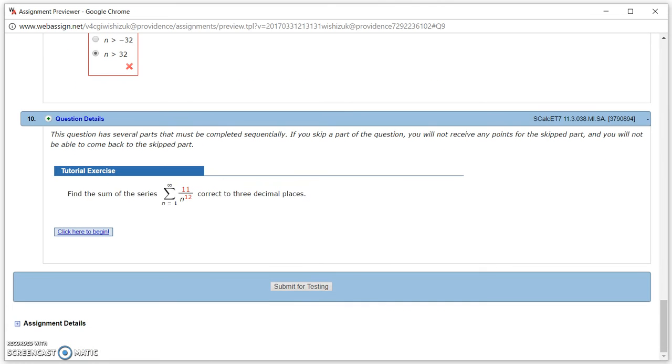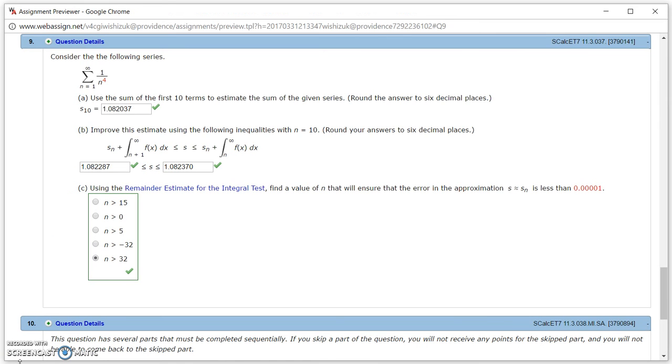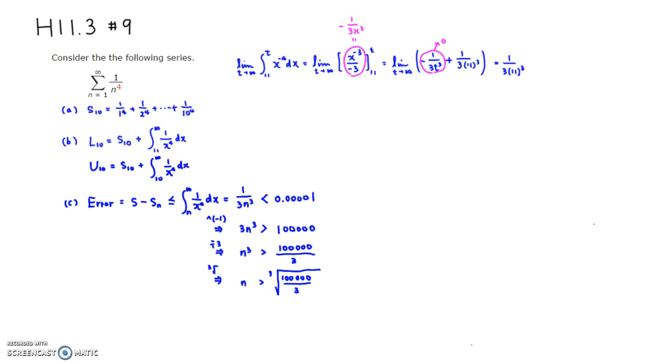Let's check the answer. Submit for testing. It came back, and we got part C correctly. That's it. I hope that this was clear.